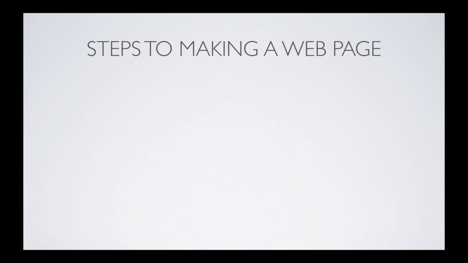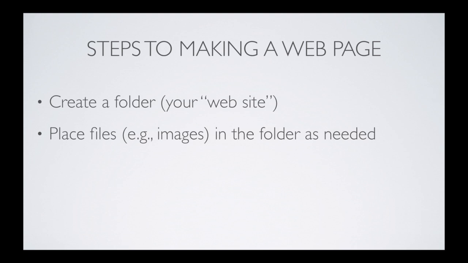All right, what are the steps to making a web page? Well, as you saw, I first created a folder. Now, this folder will actually act as your website, and that's really what a website is. A website is simply a folder. Then you're going to place images in the folder as you need to. Notice that I did not put any files in the folder before I created my web page, but if I wanted to, I could place some images in there, and then I could use those images in the page. You'll see me do that a little bit later.